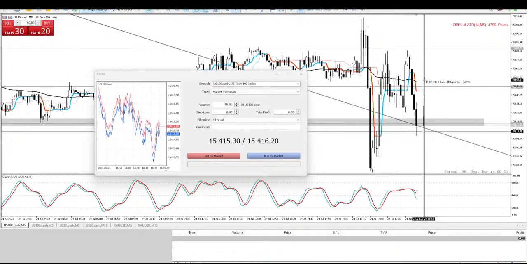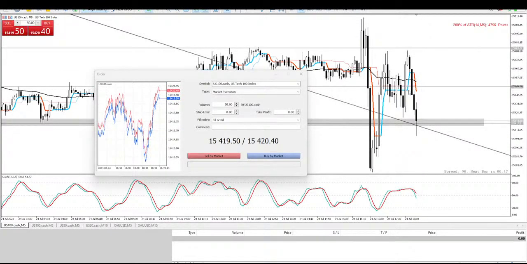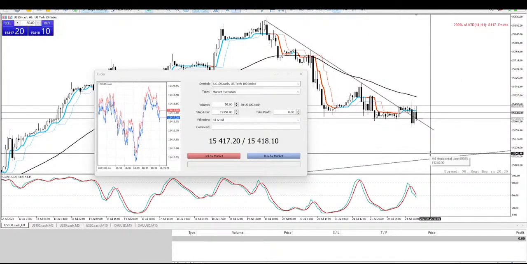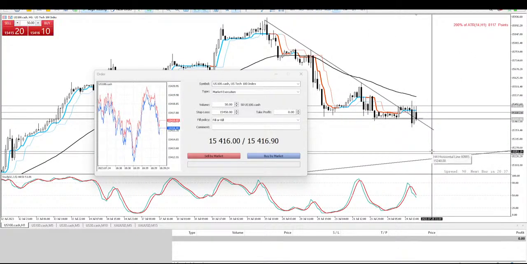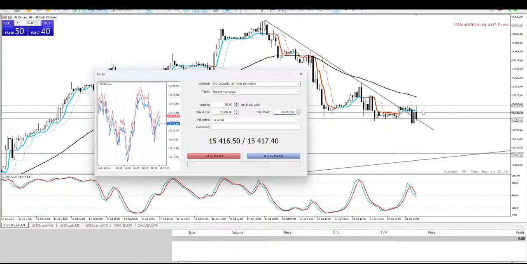Alright, my SL is probably going to be about here, 15.458. Then for TP, I'm going to target this level down here, 15.240. 242. Whoa. Almost clicked the sell button right away. Shit.